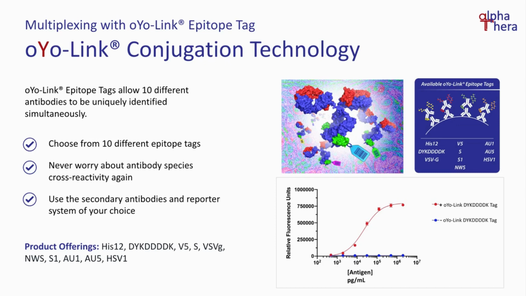So, even if you have 10 primary antibodies that are all rabbit in origin, they can each be labeled with a unique epitope tag, and thus uniquely identified. Each oYo-Link epitope tag includes 3 binding sites in series to maximize secondary antibody binding and assay sensitivity. Since different epitope tags exhibit minimal sequence overlap, high signal-to-background ratios can be achieved.